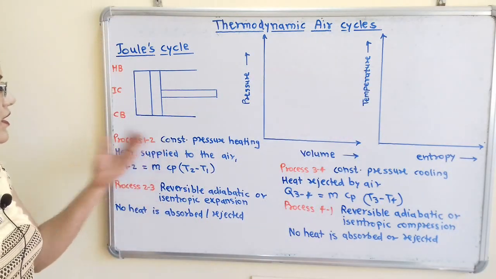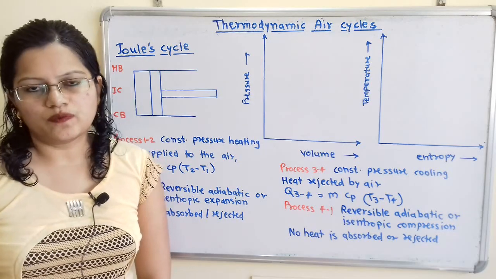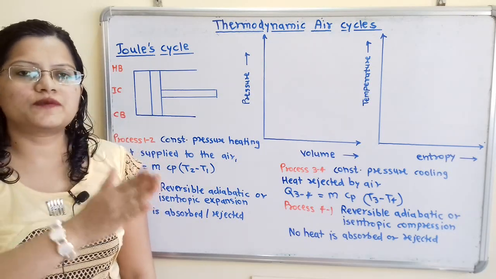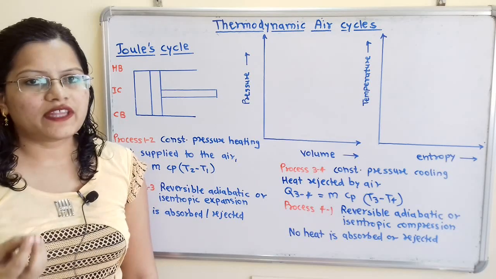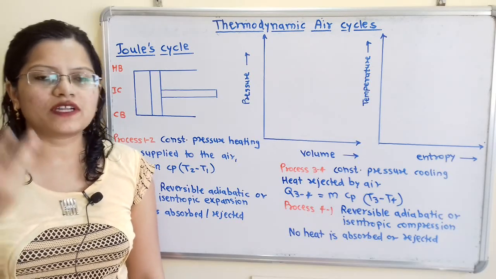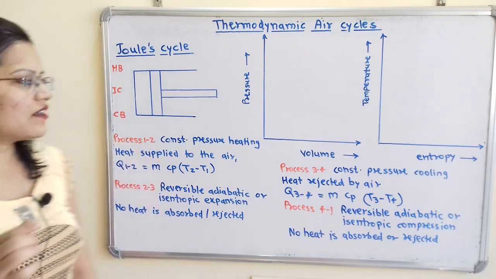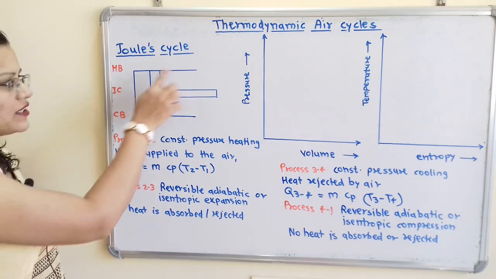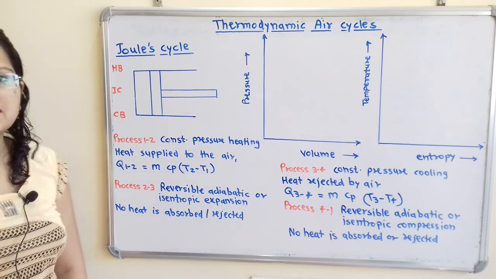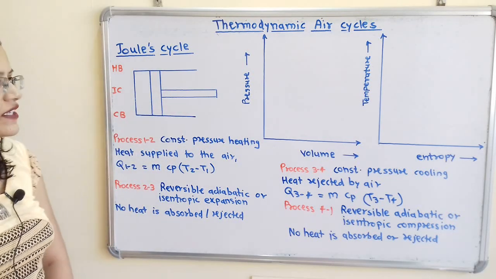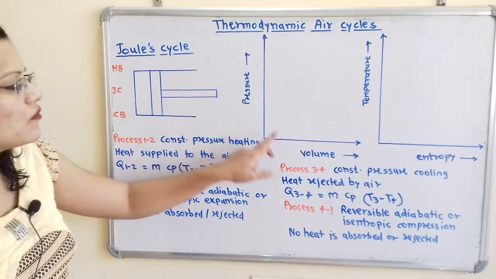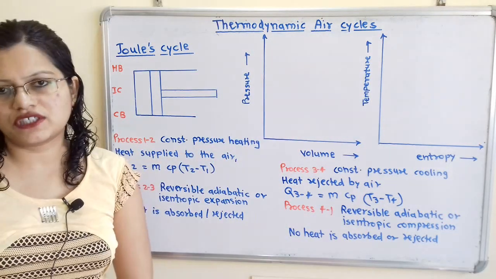We will move to the process 1 to 2. So how to start this process 1 to 2? For that we have to define what is the initial condition of air. We will consider m kilogram of air enclosed in this piston cylinder arrangement, which is at pressure P1, volume V1 and temperature T1.